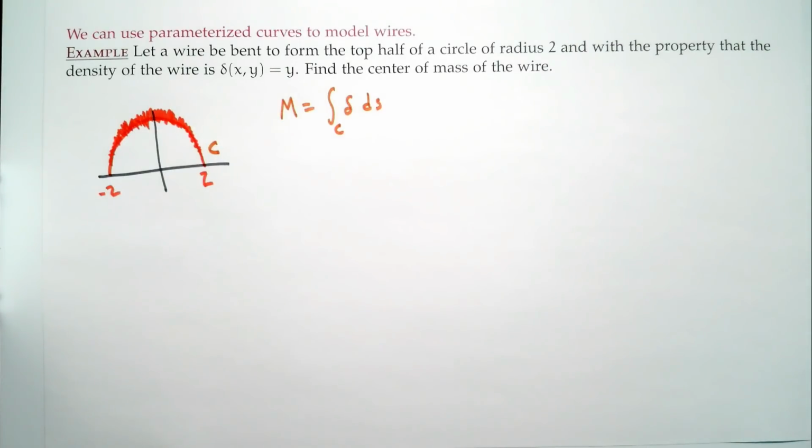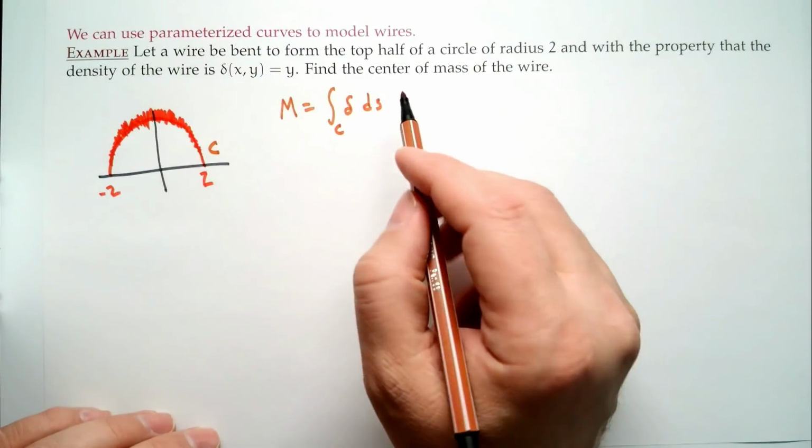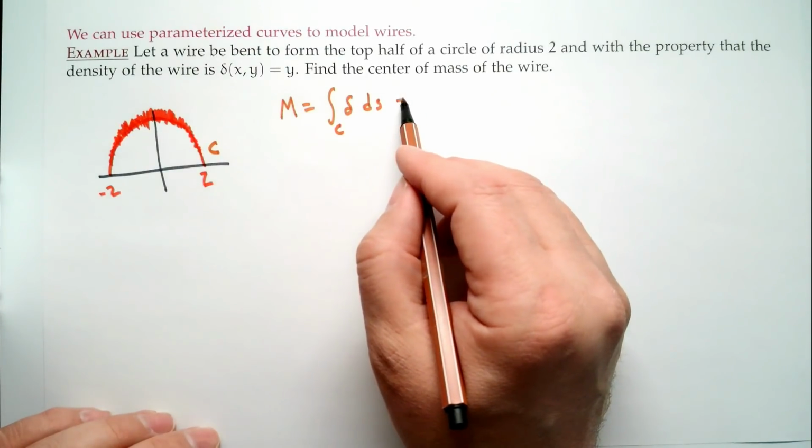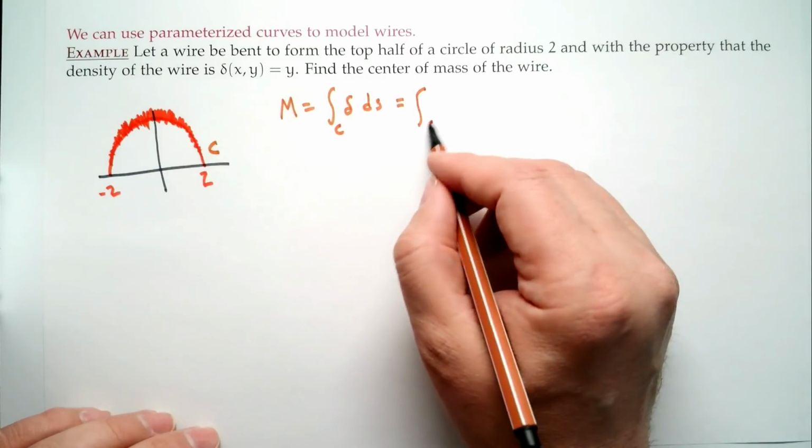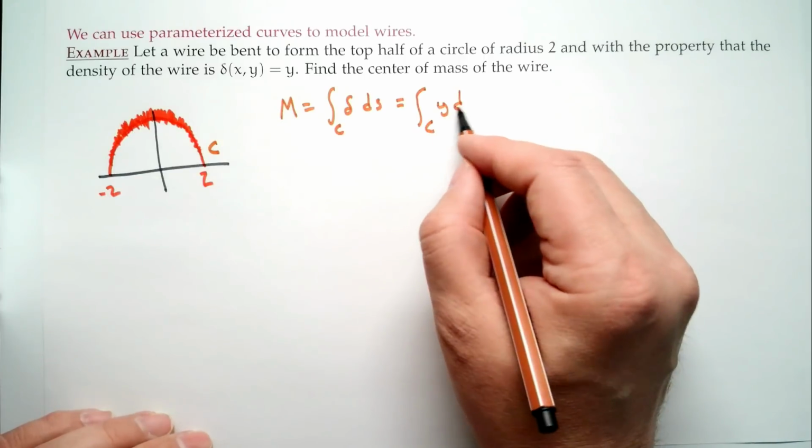Now, what don't we have? We don't have what C is, because it wasn't given to us. So we actually get to pick. But we do have delta. That's the density. That's given to us. All right, so we're integrating y.